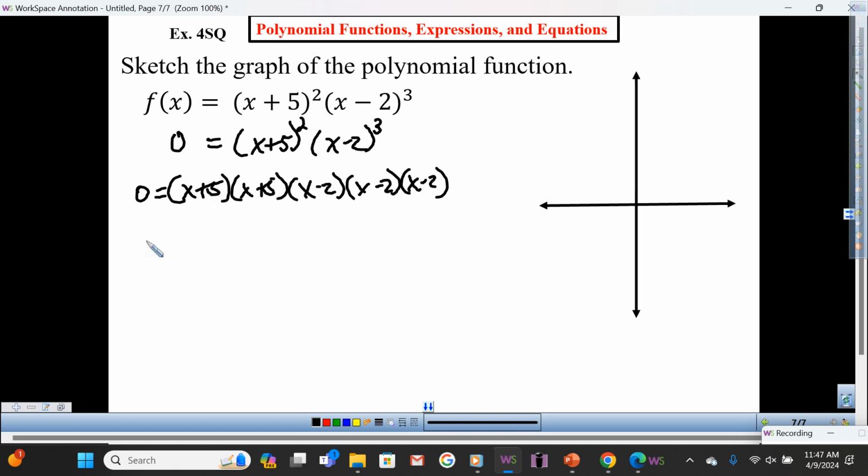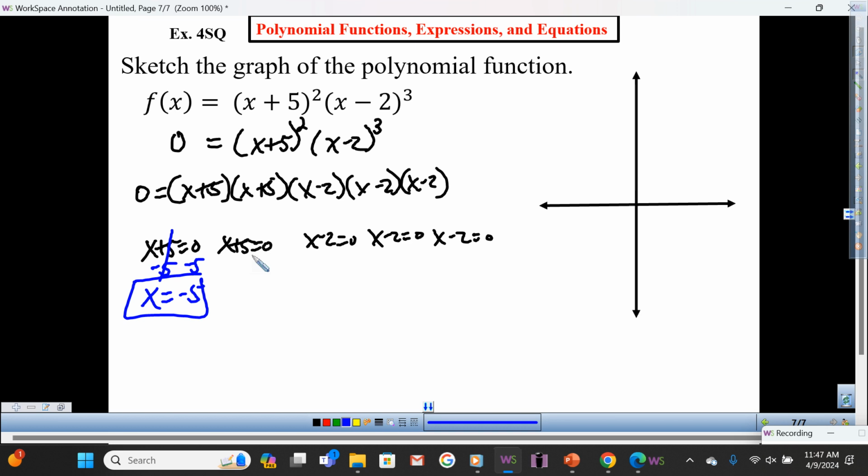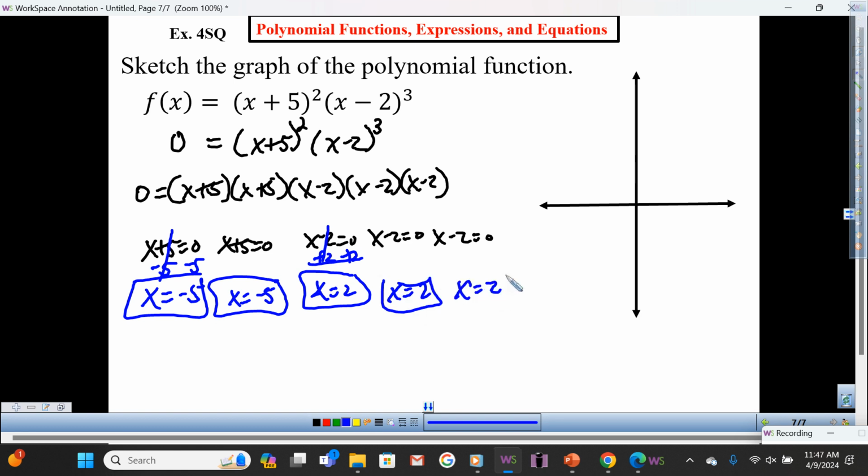Next, set each one equal to 0. X plus 5 equals 0. X plus 5 equals 0. X minus 2 equals 0, three times. So minus 5, minus 5. X equals negative 5. This one's going to be the same. X equals negative 5. Plus 2, plus 2. X equals 2. This one's also x equals 2, and this one's also x equals 2.